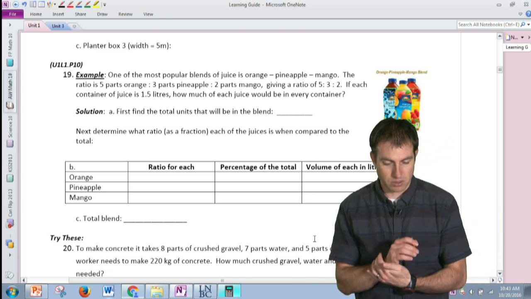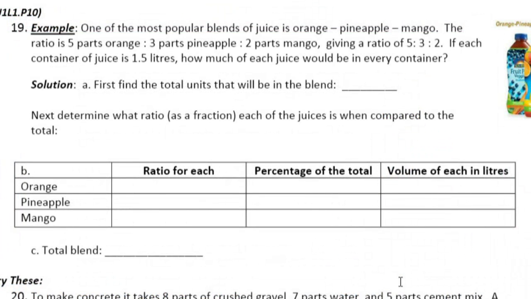One of the most popular blends of juice is orange, pineapple, mango. The ratio is 5 parts orange to 3 pineapple to 2 mango. The ratio is 5 to 3 to 2. A container of juice is 1.5 liters. How much of each juice would be in every container? So it's looking for the volume of juice there.